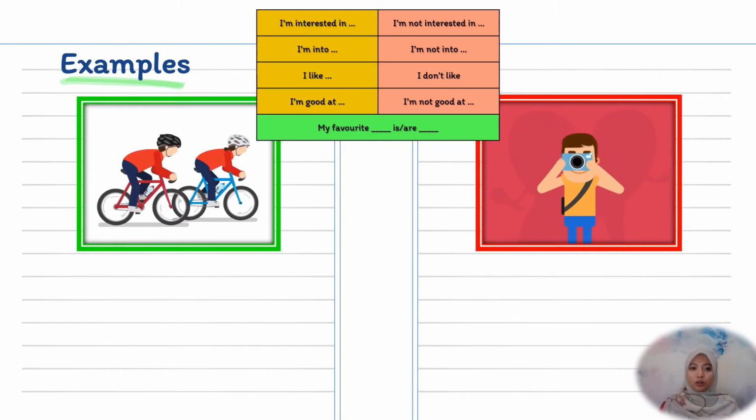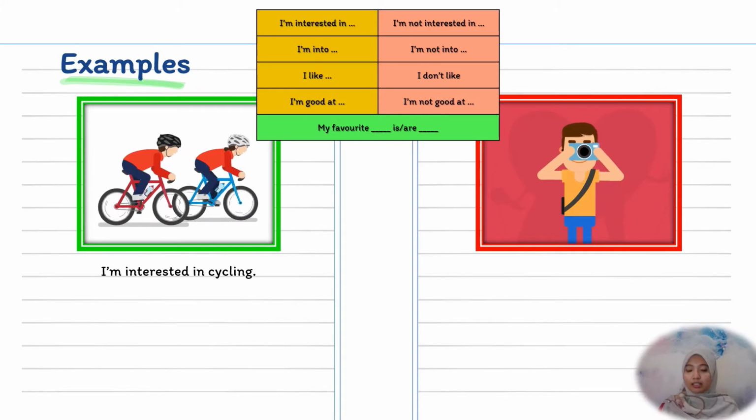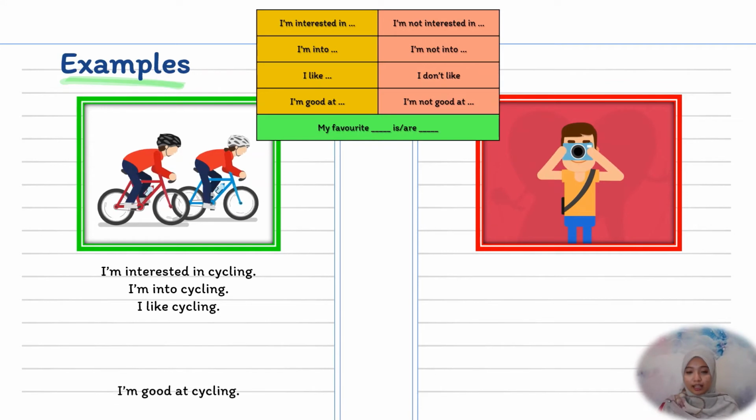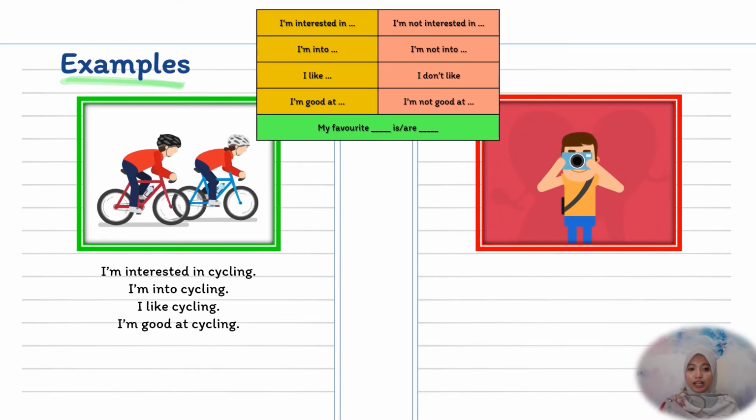Okay, so for the green border picture, you can use either from the yellow table or the green one. Okay, the first one is I'm interested in cycling. The first sentence in yellow boxes is I'm interested in. So you can only add the cycling, the verb. Okay, maksudnya kita boleh tambah aja apa interest kita tu dekat hujung ayat. So I'm interested in, gambar ni cycling, so kita tambah cycling. The next one is I'm into cycling. The next one is I like cycling. And the fourth one is I'm good at cycling.